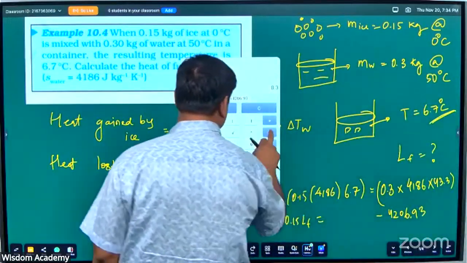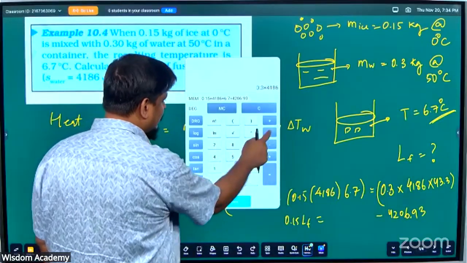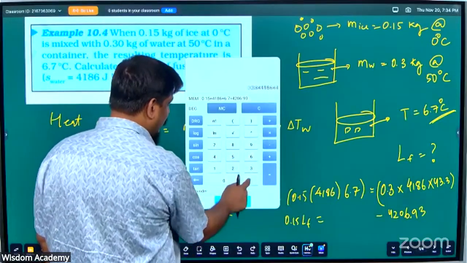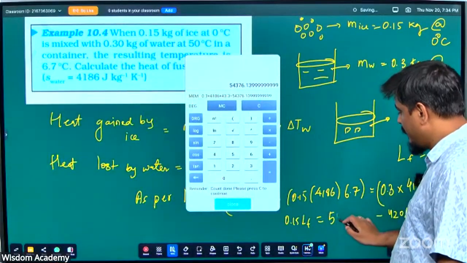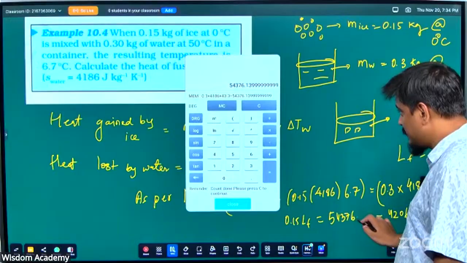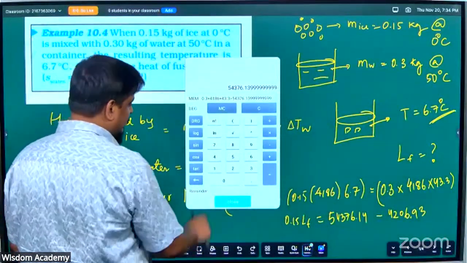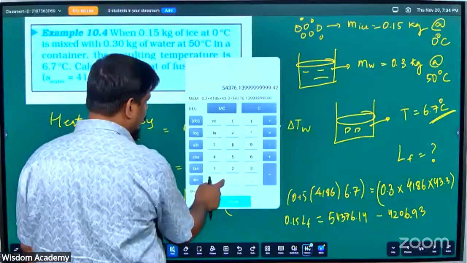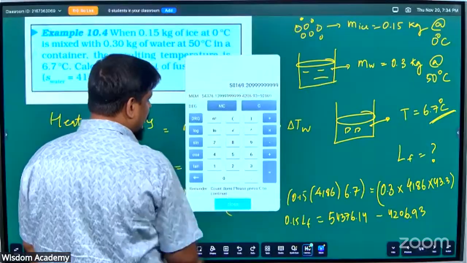0.3 times 4186 times 43.3. How much is that? Very big value. 54376.14. In this, we'll subtract 4206.93. Some value I'm getting.